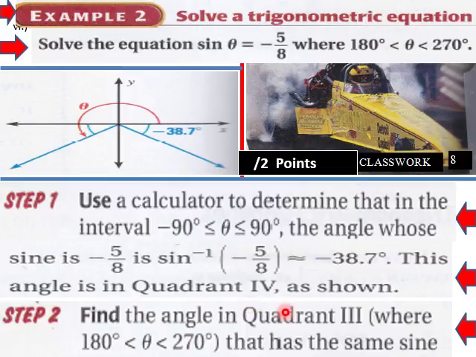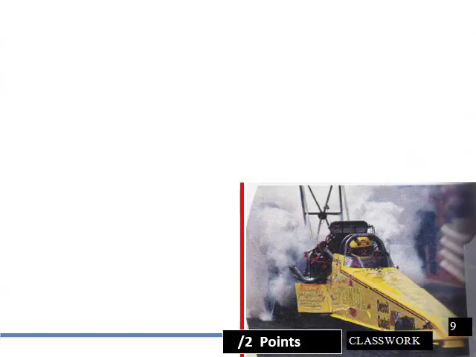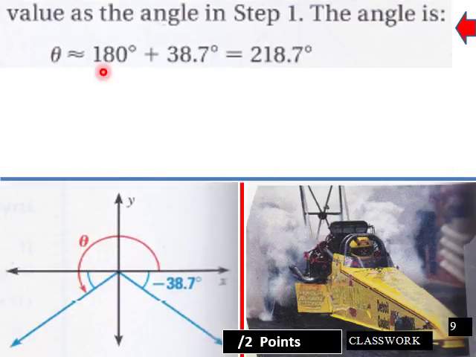Find the angle in quadrant 3 where 180 is less than theta, theta is less than 270. That would be over here, and that would be this angle right here. As in step 1, the angle would be 180 plus 38.7, and would be 218.7. So that would be this angle right here. This is in quadrant 3.